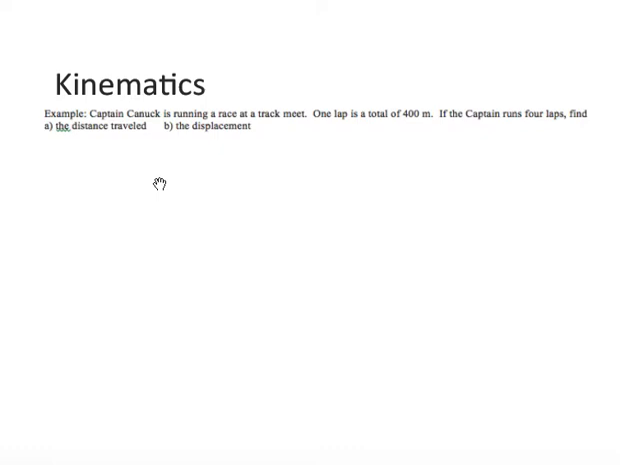Captain Canuck is running a race at a track meet. One lap is a total of 400 meters. If the captain runs 4 laps, find A, the distance traveled, and B, the displacement. So I think this example will clearly show when these two variables will be different.